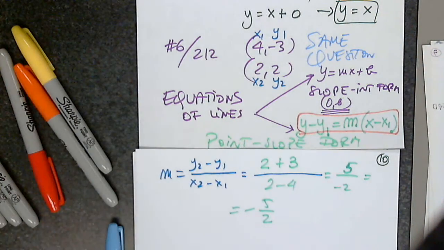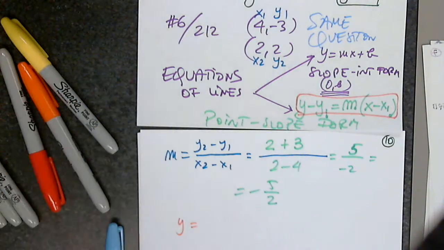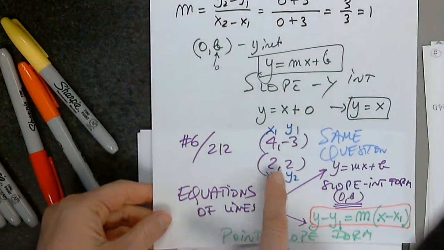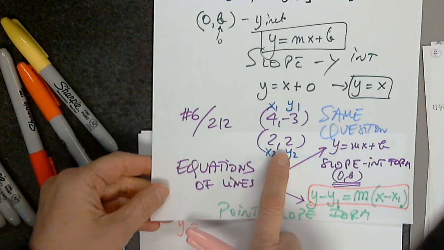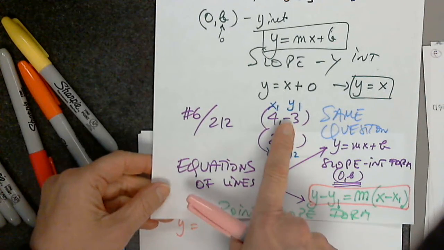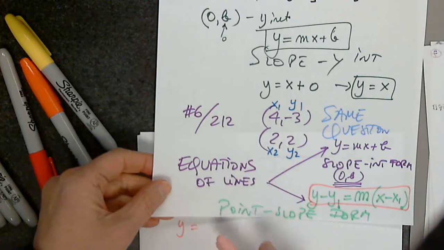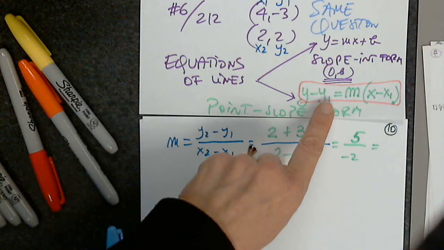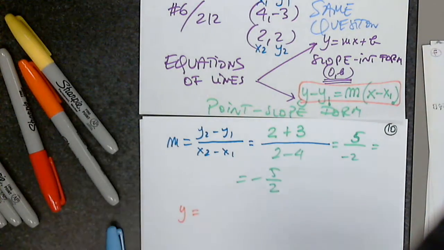Can anyone dictate? Y is what? You can say, wait a minute, which point do I use? It doesn't matter. You can use this point or you can use this point. This is easier to distribute and work with than this one. So although I call this one x1, y1, it doesn't matter. I can use this point. So what is y1, or in this case, y2? 2. Yes.